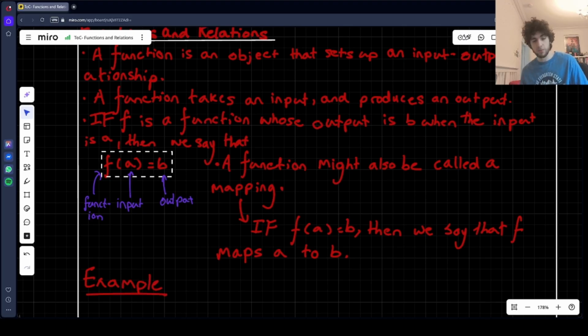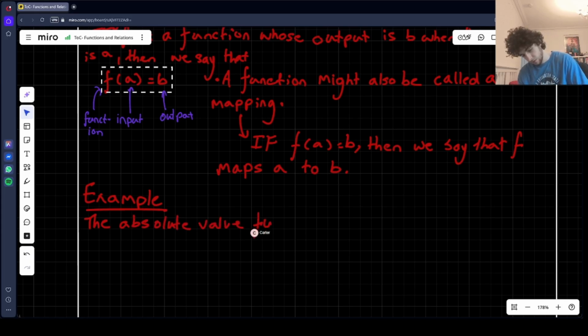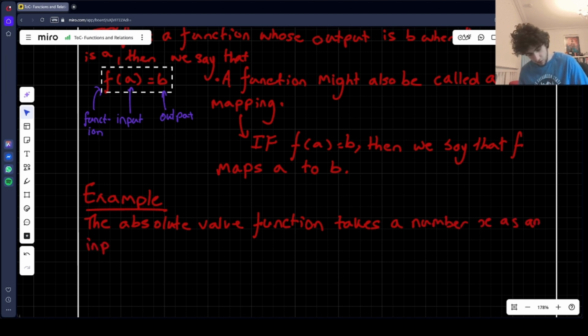There are certain functions that you might have seen before, and one of them is called the absolute value function, just as an example of a function. It takes a number x as an input, so it's a function where your input is just some arbitrary number. I haven't specified whether it's complex, and it does matter because the complex case would be slightly different. So just take it to be a real number, or say an integer. So it takes a number x as an input.